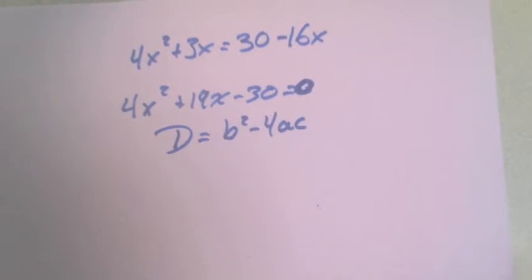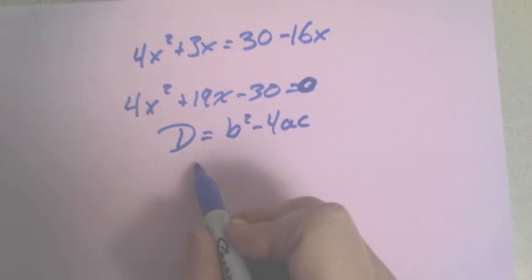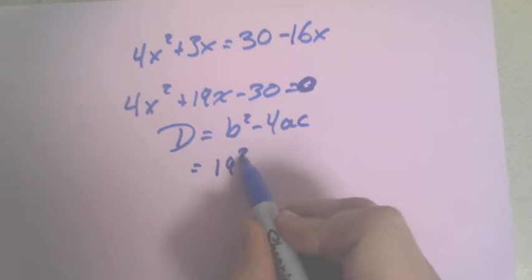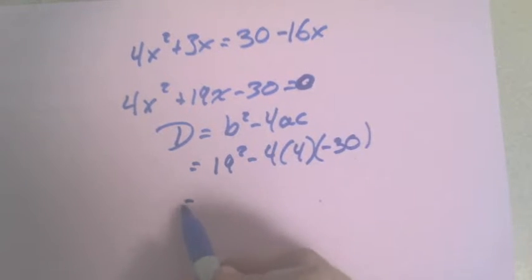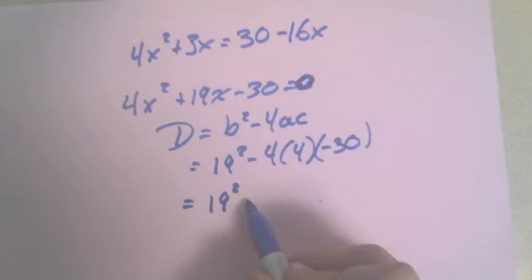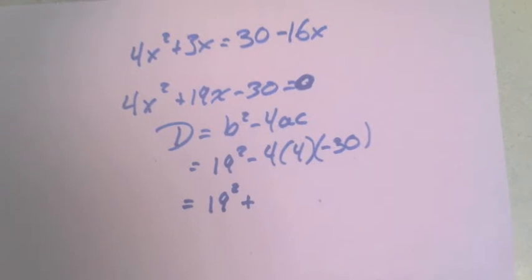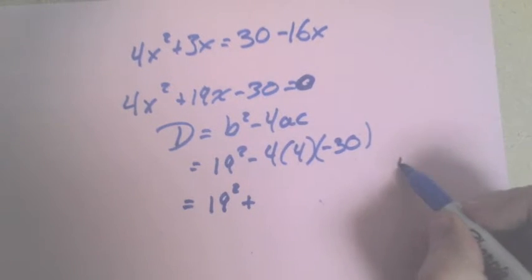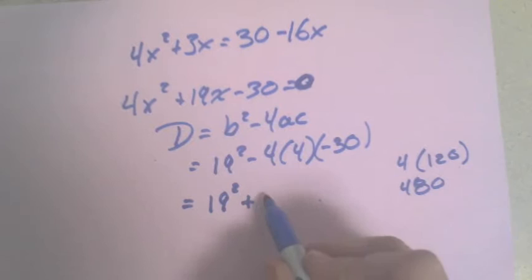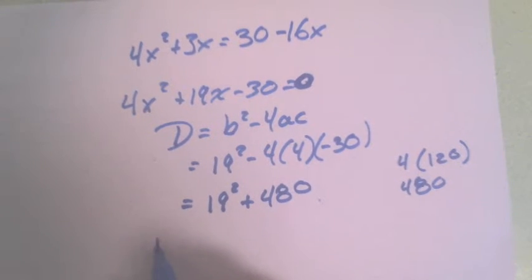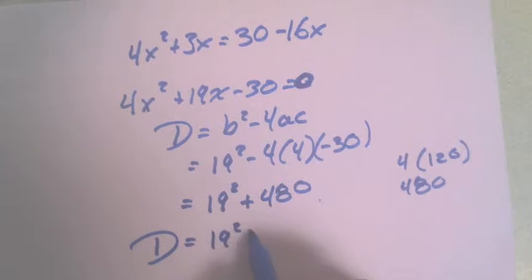That's the part underneath the radical when you're looking at the quadratic formula. It's nice to compute this ahead of time because it does tell you how many solutions you're going to get. So our b is 19, so 19 squared minus 4 times negative 30 is equal to whatever 19 squared is, plus, since negative 4 times negative 30 gives you a positive, 4 times 120, so that's going to be 480. So whatever this discriminant is, 19 squared plus 480.